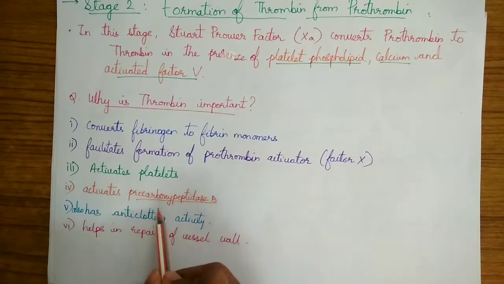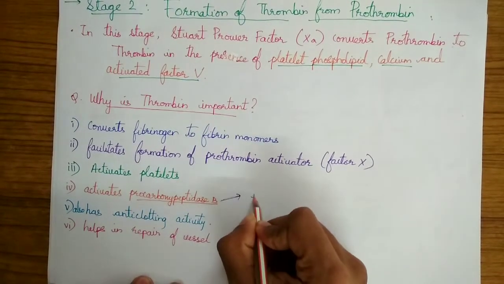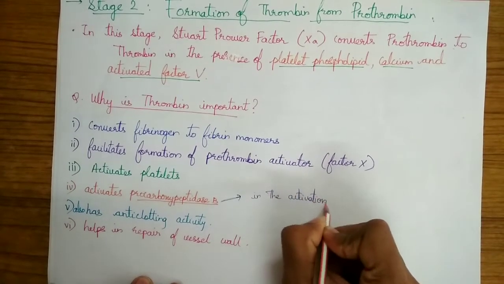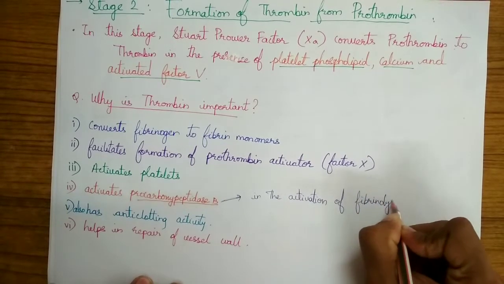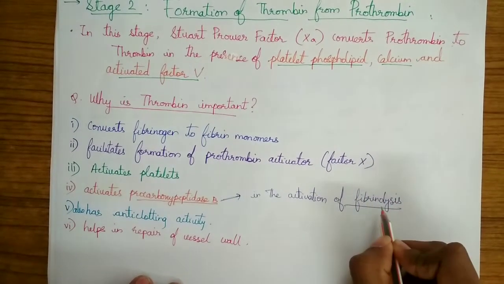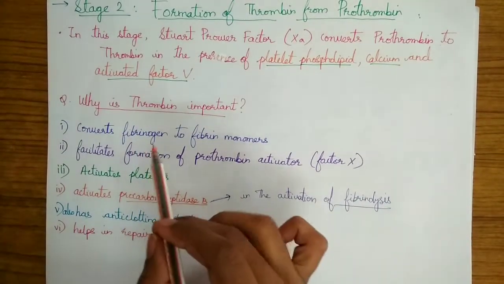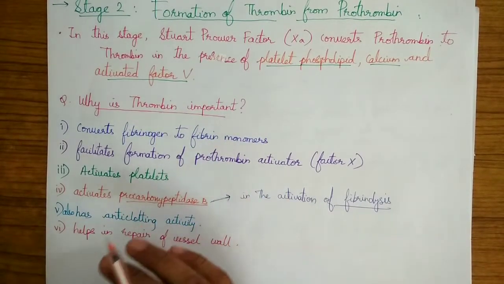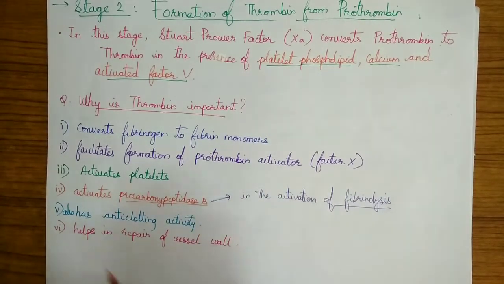It activates procarboxypeptidase B. It is mainly important in the activation of fibrinolysis. Fibrinolysis is nothing but the lysis of the clot. So you can see that thrombin acts as both a clotting and anti-clotting factor. So it acts as a balancing factor between coagulation and anticoagulation. It also has anti-clotting activity, as discussed now.